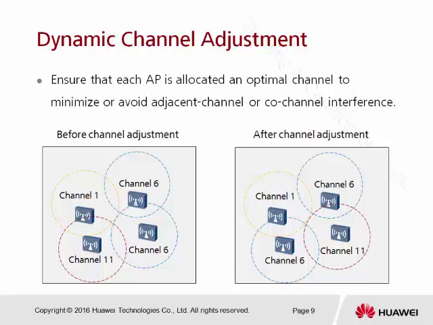It ensures that each AP is allocated an optimal channel to minimize or avoid adjacent channel or co-channel interference. Before the channel adjustment, you can see over here there are a total of 4 APs, and the 4 APs are using some random channels. Maybe the first one uses channel number 1, and on the top right, channel number 6. Right here there are 2 APs using channel number 6, so they cause interference in the overlapping area here.